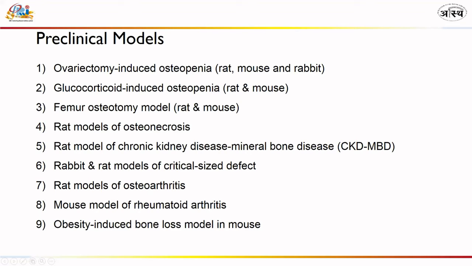Then we have femur osteotomy model to study bone regeneration in both rat and mouse. Then we have rat model of osteonecrosis. We have recently established rat model of chronic kidney disease induced mineral bone disease. We have rabbit and rat model of critical size defects, rat model of osteoarthritis, rheumatoid arthritis, and we also have obesity-induced bone loss model in mouse. So this is a large number of animal models which we have.